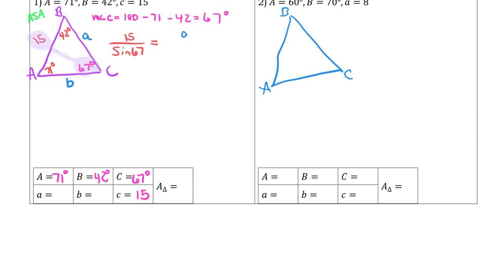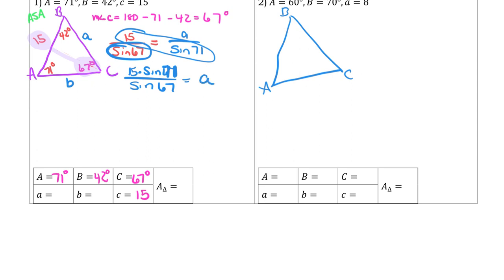So let's find side A first. Its angle is 71, so I do sine of 71. Now it's just an idea of cross products. I'm going to multiply these two together, and that is 15 times sine 71, and then I'm going to divide by sine 67. I'm sorry, that should be 71 and sine 67, and that's going to give me side A.